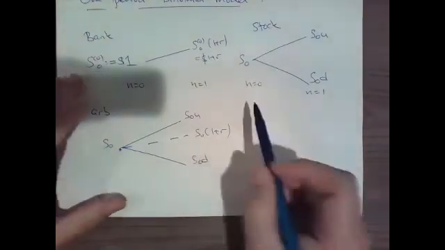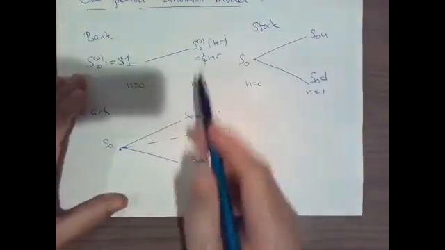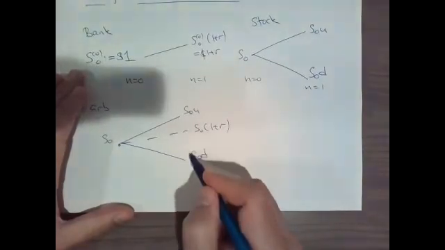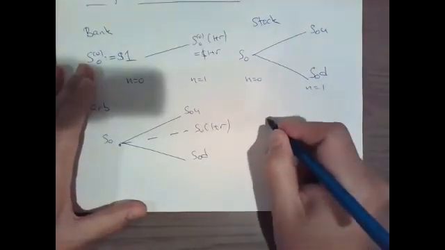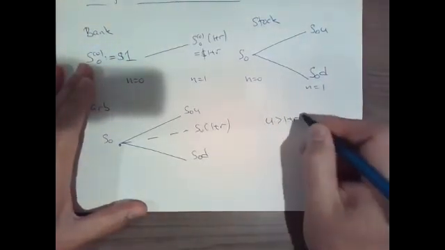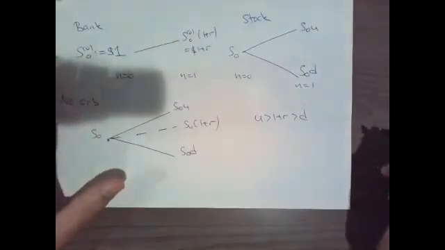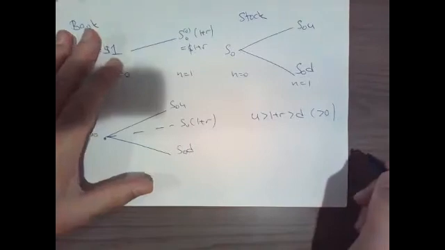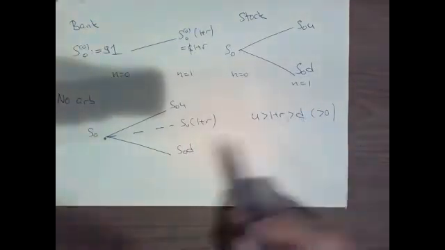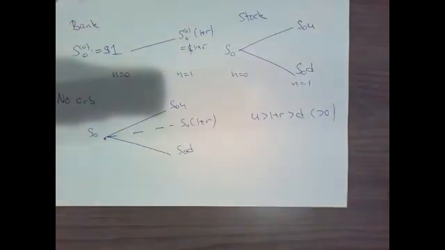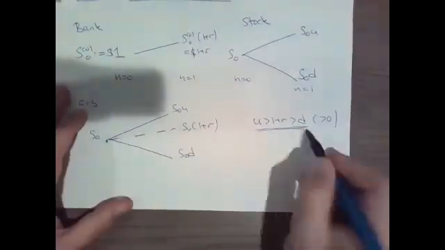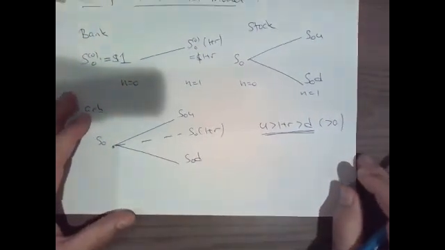So no arbitrage means that the bank account, that leg on the bank account, has to sit strictly in between the two legs of the stock. So no arbitrage means that U is bigger than 1 plus R is bigger than D. And very often we will take D to be positive, because that ensures that stock prices are positive. Okay, so that's a condition. This is our no arbitrage condition. We will always work under this condition.